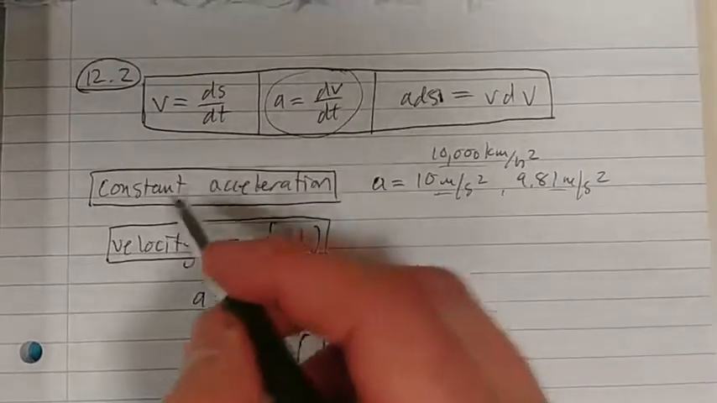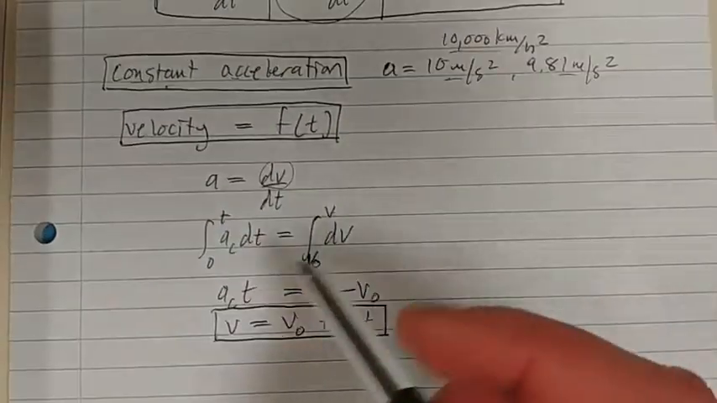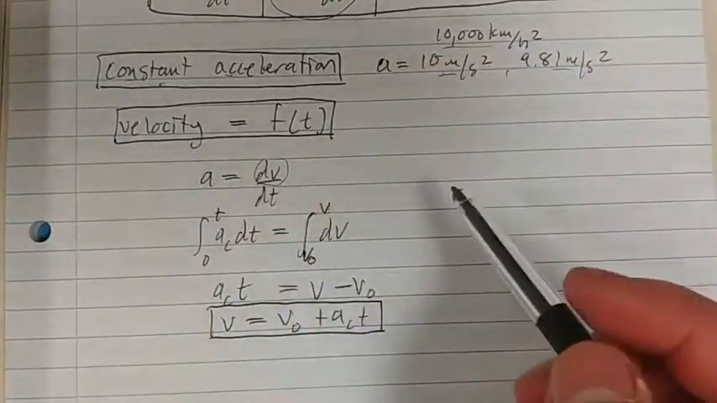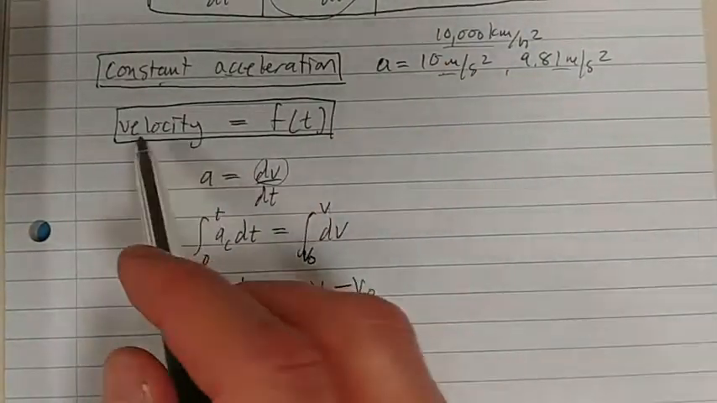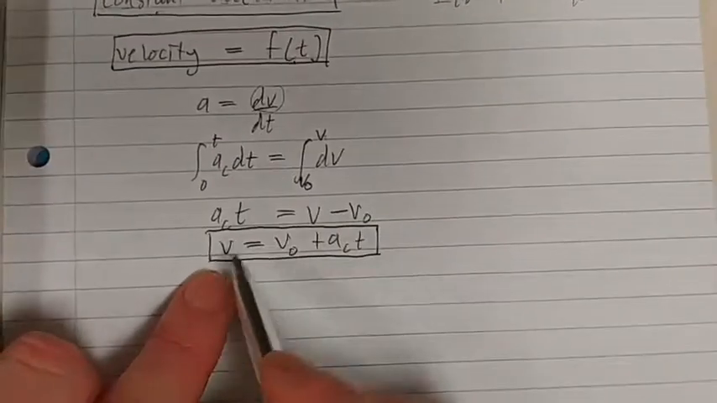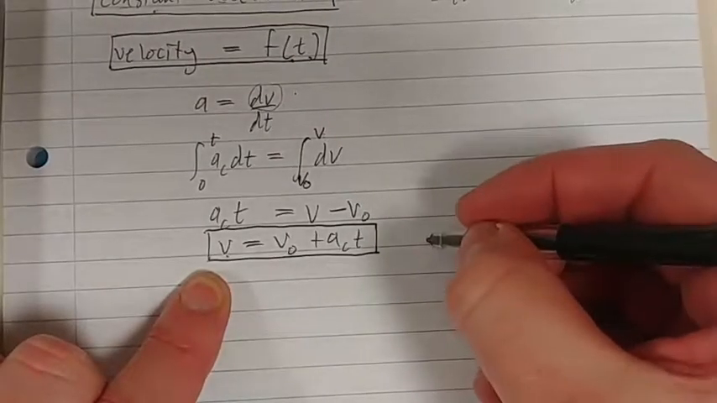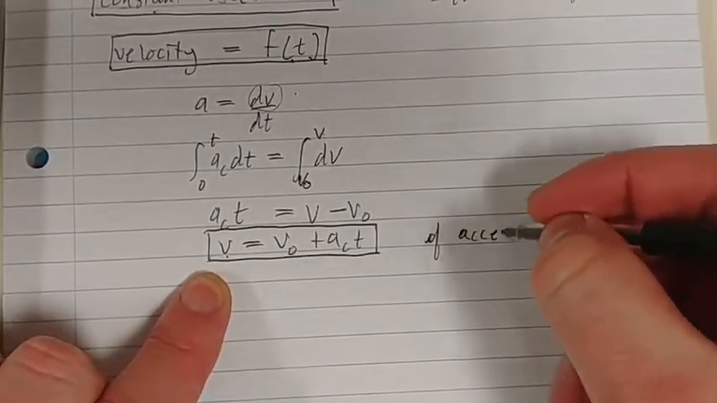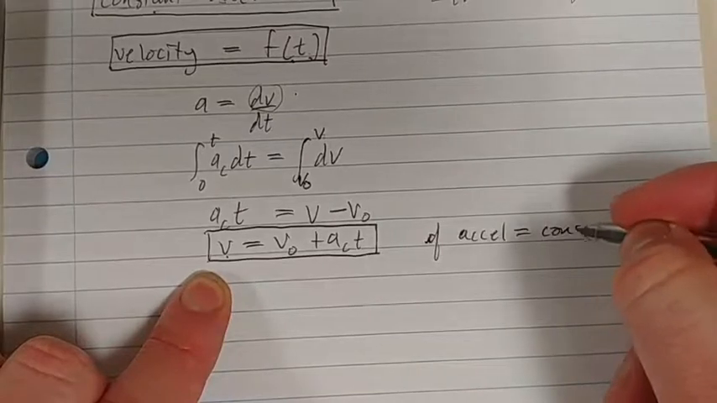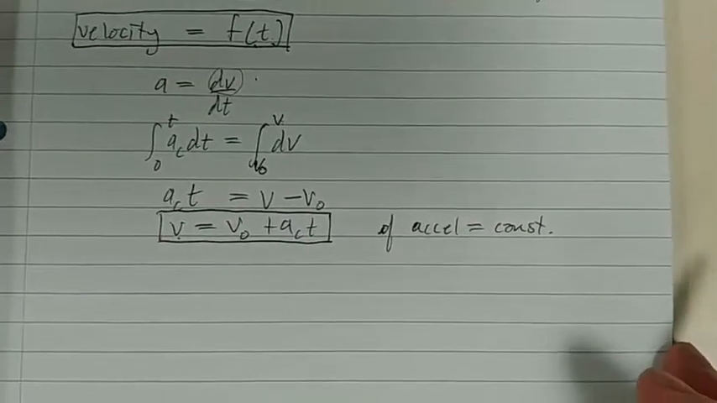So again, if our acceleration is constant, then we can obtain a function that relates velocity to time. Velocity is a function of time, so we get v = v0 + at only if acceleration is constant. We can't use this equation if our acceleration is not constant.